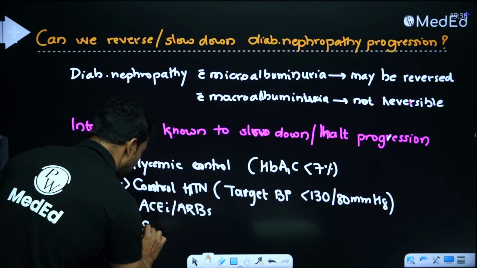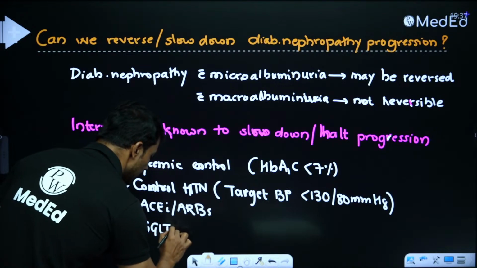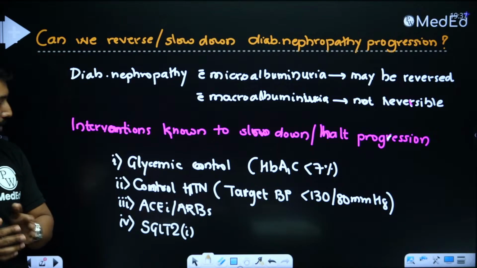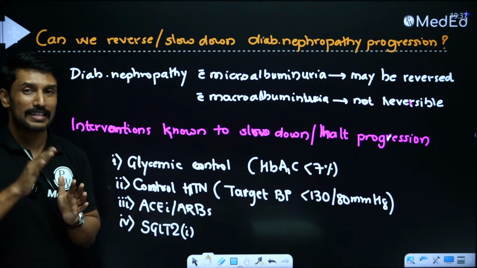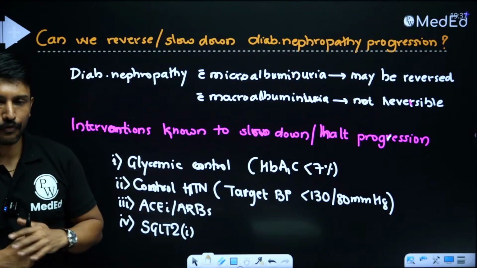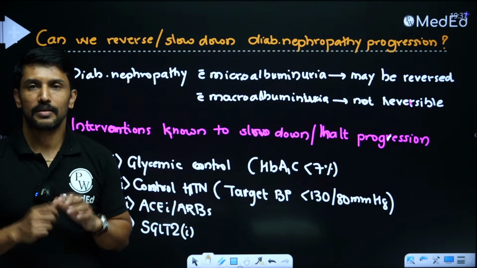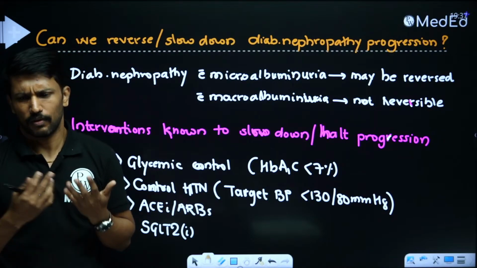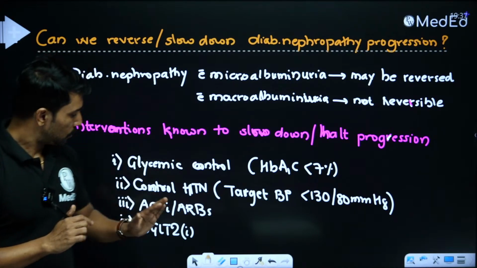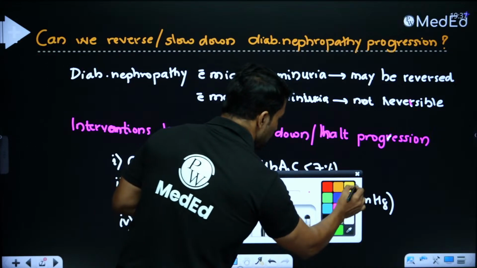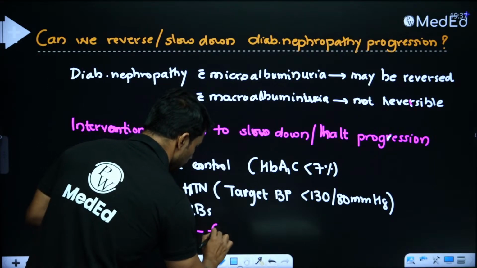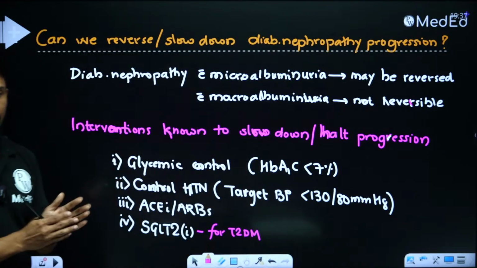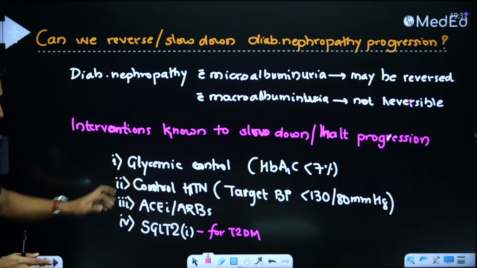But for type 2 diabetes there is one more drug which is helpful in slowing down the drop in GFR, and that is SGLT2 inhibitors. It is not recommended for type 1 diabetics as of now, because its use in type 1 diabetics is known to trigger or precipitate euglycemic DKA. Of course, I don't want to take that risk as of now. So I will keep the use of SGLT2 inhibitors restricted to type 2 DM patients. Right, so this is the summary of our diabetic nephropathy.